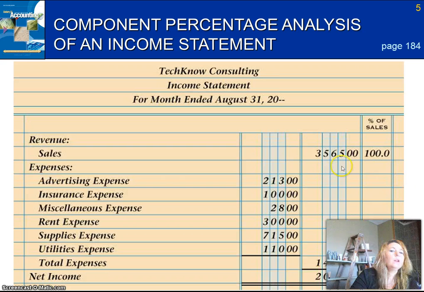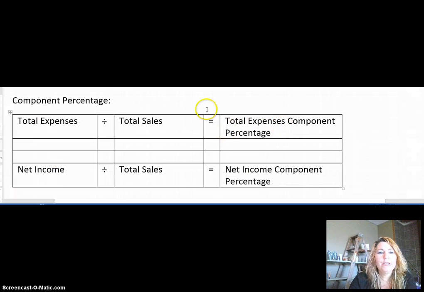Okay, it doesn't show it here. So what you're going to do for your math formula, give me a second and I'll show you. Okay, so we're going to go ahead and just find the component percentages, and here is your formula.